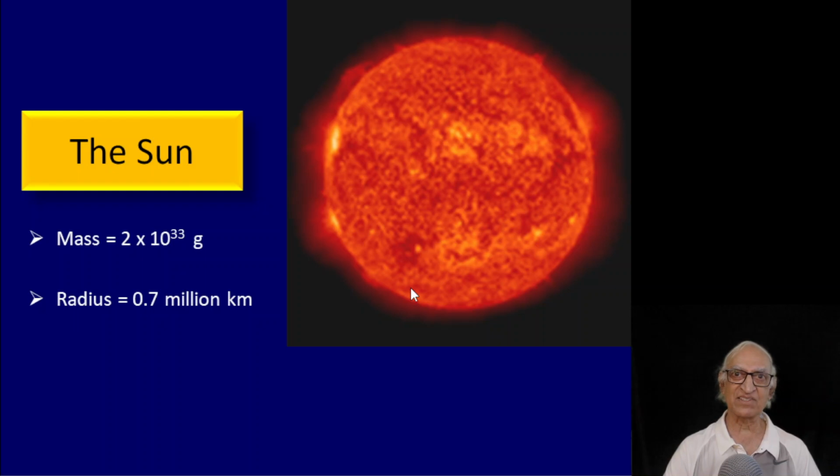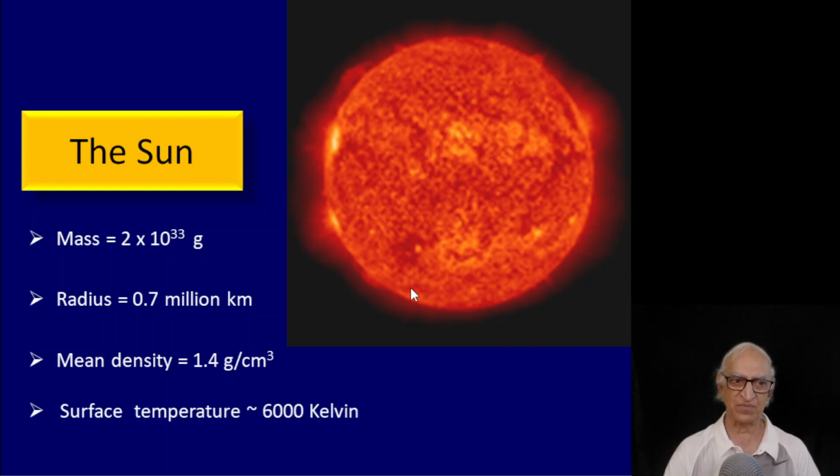The radius of the Sun is 0.7 million kilometers. Remember it as roughly a million kilometers. Its mean density is 1.4 grams per cubic centimeter, just a little greater than the density of water, which is 1 gram per cubic centimeter. And its surface temperature, which is what we can measure from here, is approximately 6,000 Kelvin.